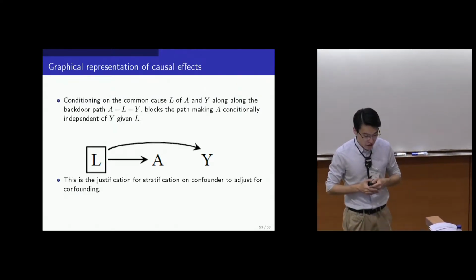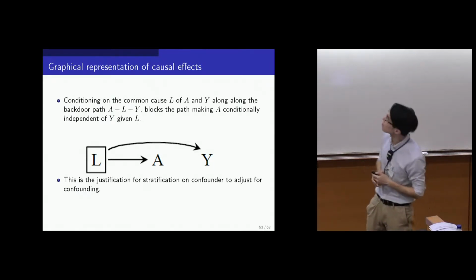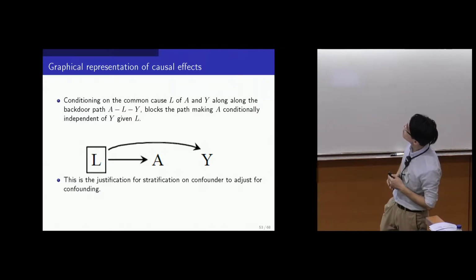Okay. So conditioning on the common cause L of A and Y blocks the path. Notice that this path used to be open. If we condition on L, it will block this so-called backdoor path from A to Y. So if A indeed has no causal effect on Y, then A and Y will be conditionally independent. This is the justification for stratification on a confounder to adjust for the confounder. Using the graphical approach, we see that conditional on L, it blocks this path between A and Y.